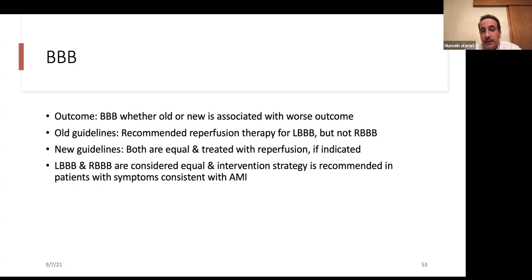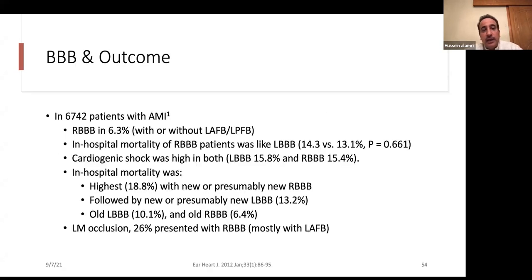In the old guidelines, the recommendation was to reperfuse patients with left bundle branch block, but not with right bundle branch block. However, the new guidelines, the 2017 ESC guidelines, and the update that also comes from the American College of Cardiology, say that reperfusion should be considered in both in the right setting. So the presence of left or right bundle branch block alone is not an indication unless there is the right setting of STEMI. So they are both considered equal, and an intervention strategy is recommended in these patients in the right setting.